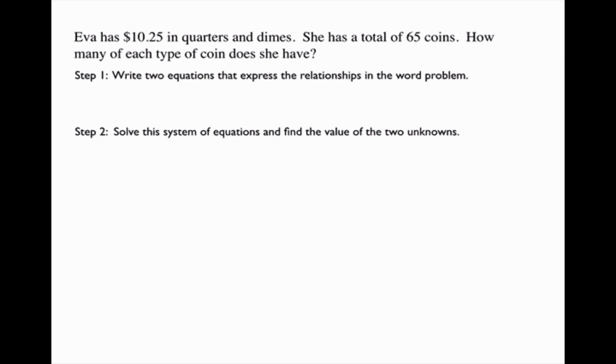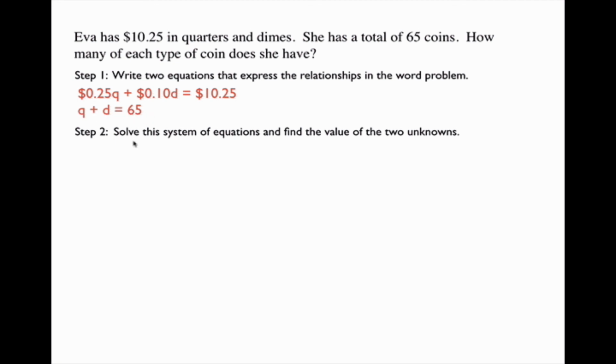My first step would be to write 2 equations that express the relationships in the word problem. There are 2 basic ideas here: the amount of money Ava has, which in total is $10.25, and the total number of coins she has, which is 65 coins. The 2 equations I came up with are 25 cents times the number of quarters plus 10 cents times the number of dimes equals the total amount of money Ava has, $10.25. And of course, the total number of quarters plus the total number of dimes equals 65.